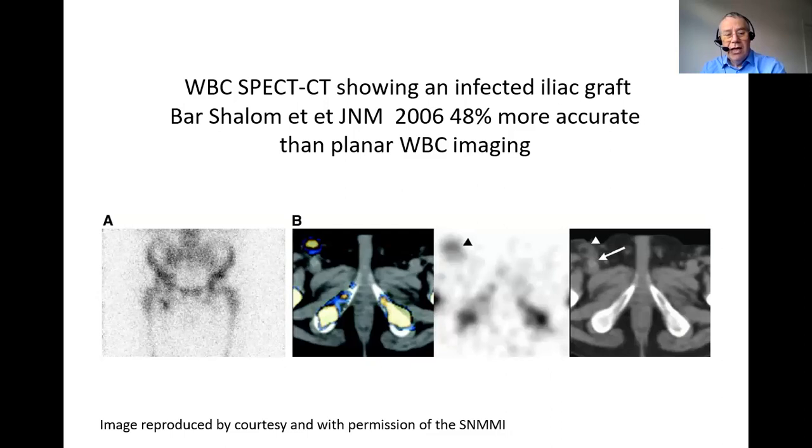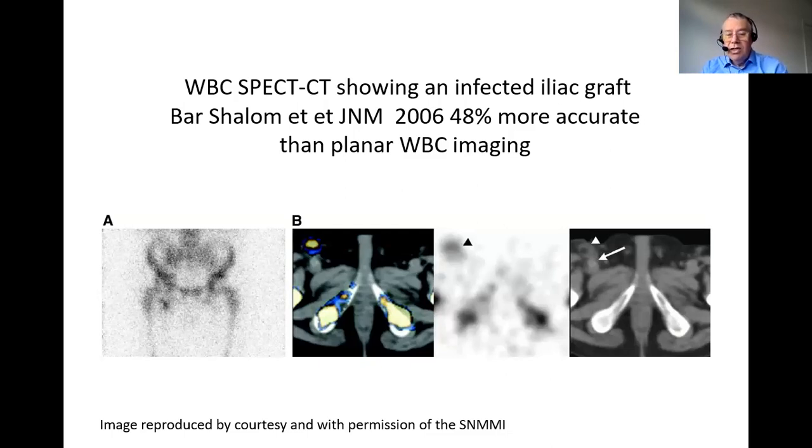So this is a patient who's had a vascular graft. And if we rely on panel A, which is the planar image, we can see uptake overlying the graft. And we may be tempted to say that's an infected graft. But an infected graft is a big operation. That graft needs to be replaced, and it's a high risk operation.